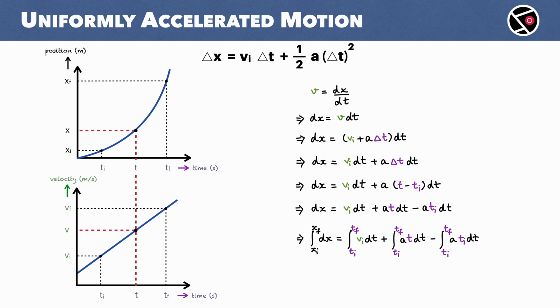Integration of dx is x within limits of xi and xf. Vi is constant, so we pull it out. Integrating dt gives us t within limits of ti and tf. In this term, a is constant acceleration. Integration of t is t square by 2. In this last term, both a and ti are constants. Integration of dt is t.